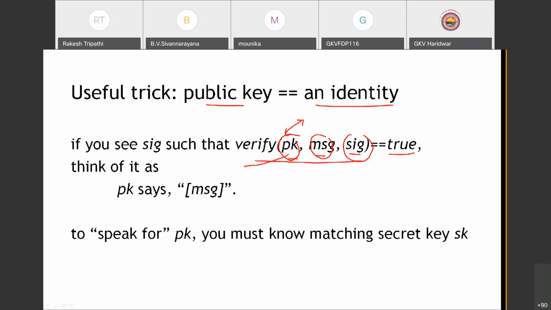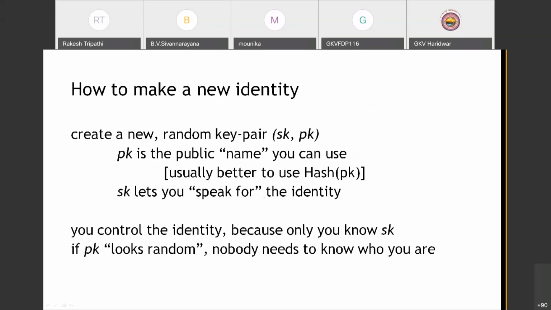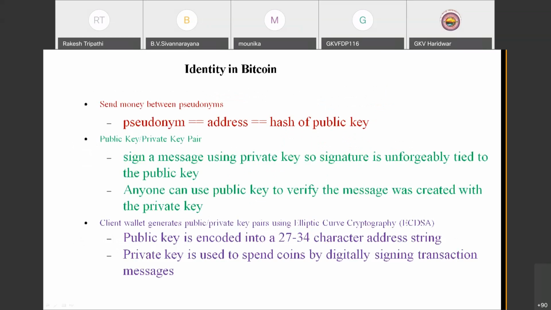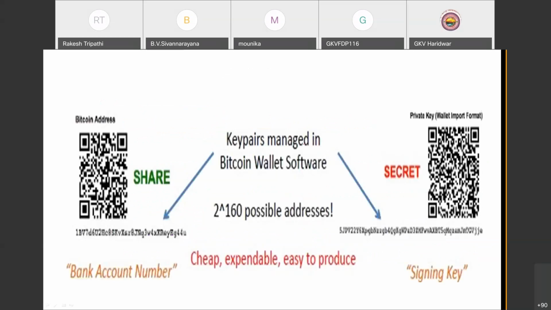So I can say that PK says this message. So I'm mapping an identity, I can map an identity to a public key. Okay? And I can generate any number of public key, private key pairs. So identity in Bitcoin, if you see, this is the address, it is the hash of a public key, and how actually we generate a public key, we'll see that. So the Bitcoin address looks like this in a wallet. Okay, this is our account number.